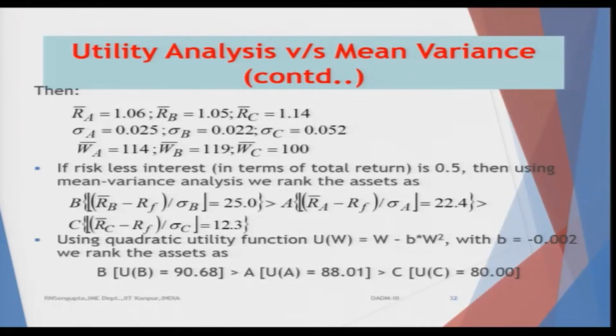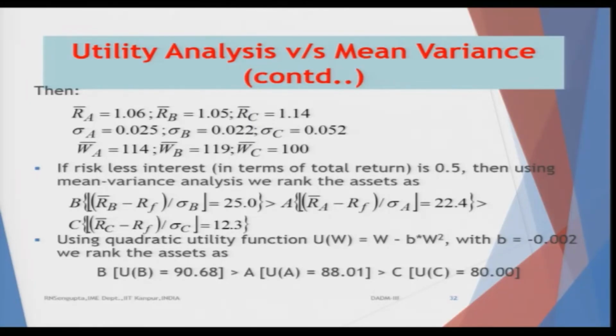So, in this case I would need to find out the average return. R bar A is 1.06, R bar B is 1.05, R bar C is 1.14. In this case the values of standard deviation for A, B, C would be given as 25 into 10 to the power minus 3 for A, 22 into 10 to the power minus 3 for B, and 52 into 10 to the power minus 3 for C. And we will also consider the weights, or the so called amount of investment, which is happening on an average for A, B, C, given by 114, 119, 110.